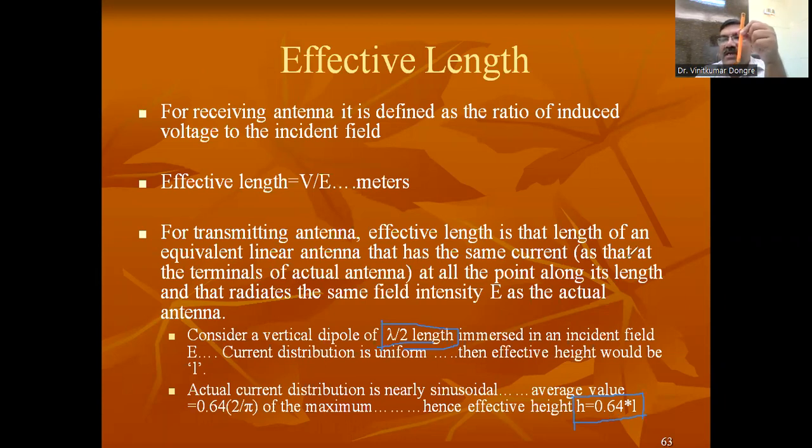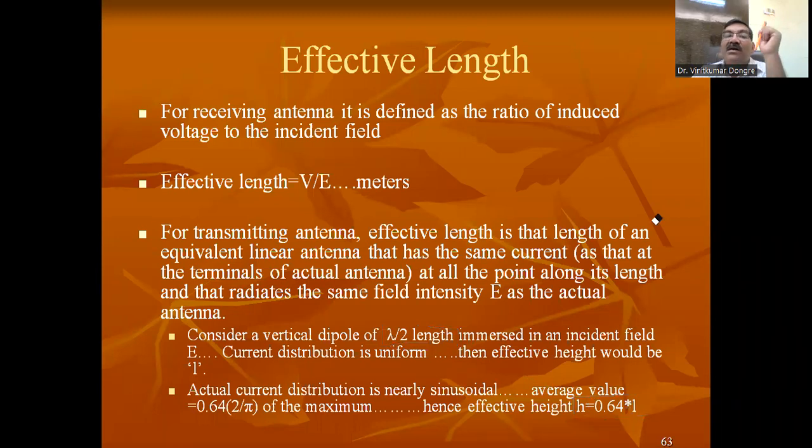But for a dipole antenna, this is 10 centimeter. The physical length is 10 centimeter, but the effective length is not 10 centimeter, it is 6.4 centimeter. Why? Whatever the waves induced to this, the impact of this is as good as this length being 6.4 centimeter. So the effective length of an antenna is always less than the physical length.